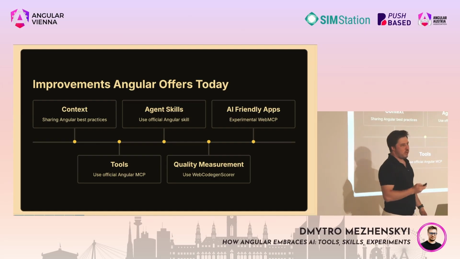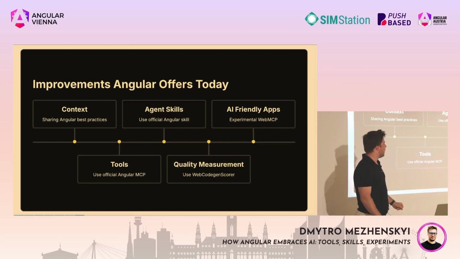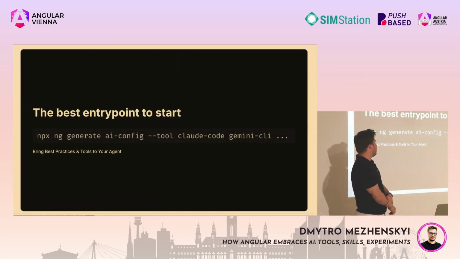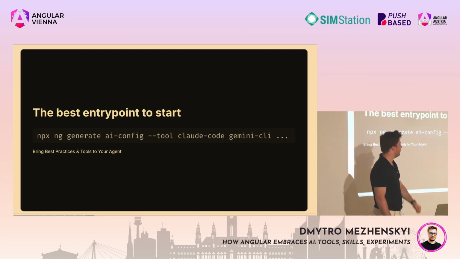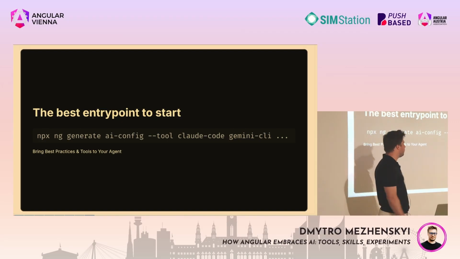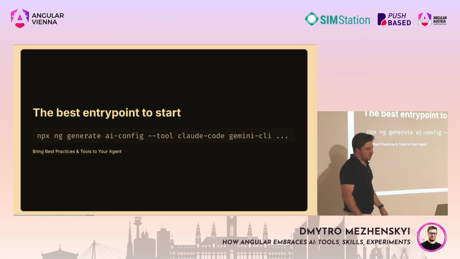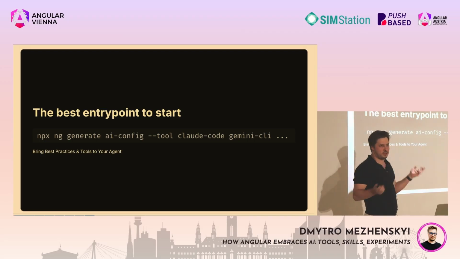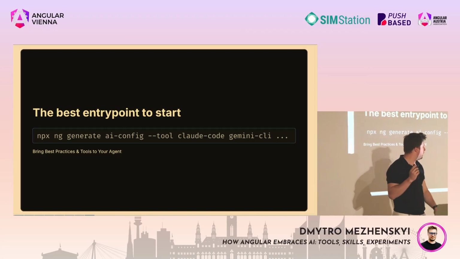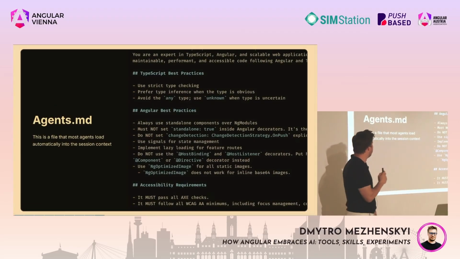And if you don't know where to start, if you're just starting your journey with AI and Angular, the best command, I think, would be like this. Just start here, run this command, generate the AI config, and choose the tool you use. I personally prefer Claude, but you can use Codex, whatever. And this command will generate a couple of things for you. The first thing it will generate for you is the agentsmd file.